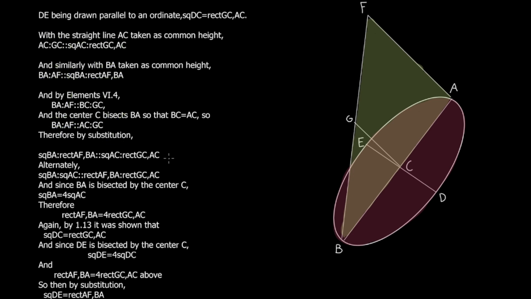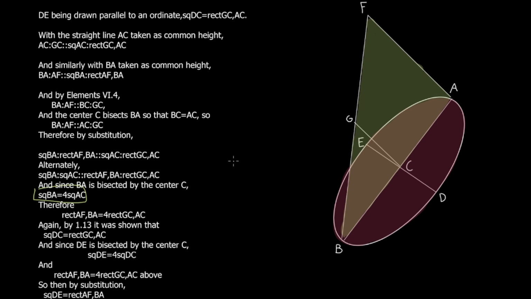And then alternately, that's just indicating that I'm doing alternando, so that just means that the middle two terms are swapped, and I swapped them. And since BA is bisected by the center C, square BA is equal to 4 square AC. This is, clearly I wrote this when I was a lot further through Apollonius than we currently are.